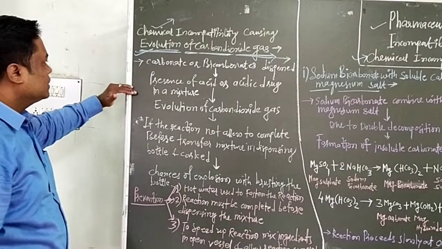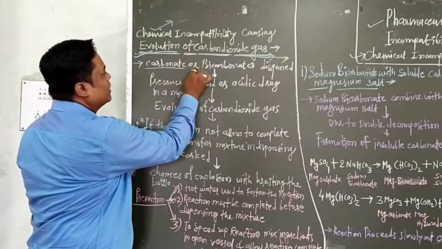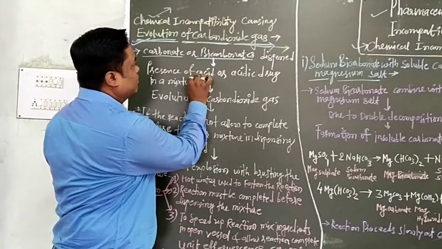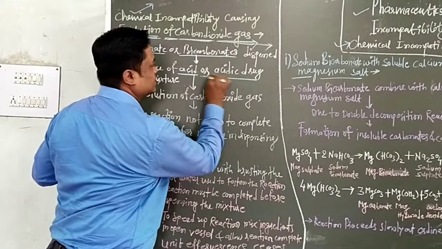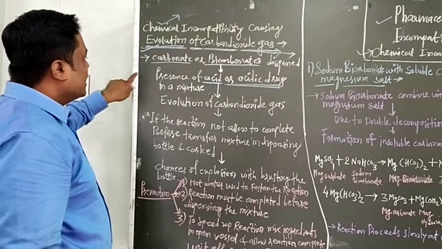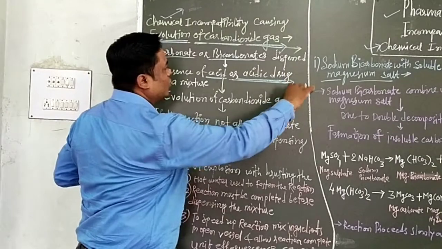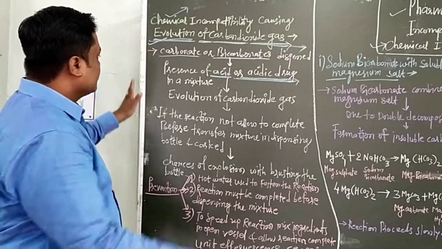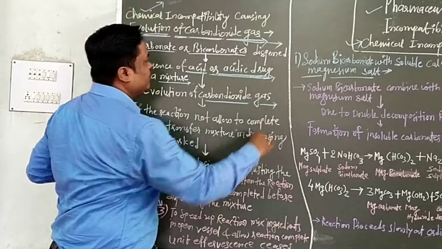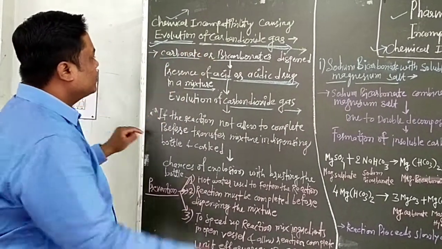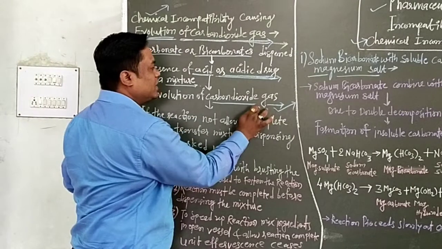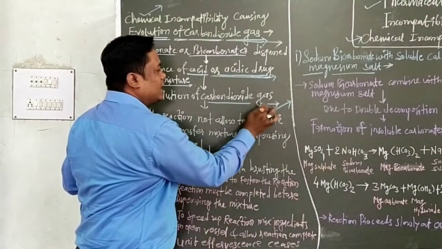And what is the theory about this? When carbonates or bicarbonates are dispensed in the presence of acid or acidic groups, there is an interaction between these carbonates and bicarbonates and the acids or acidic groups. When mixed together, there is an evolution of carbon dioxide gas. Simply, when carbonates or bicarbonates react with an acid or acidic group in a mixture, CO2 gas is liberated from the reaction.